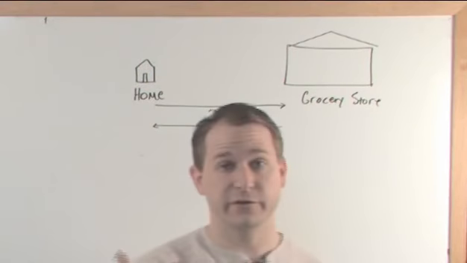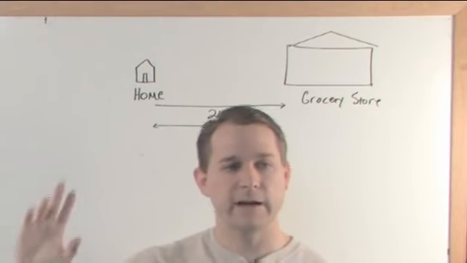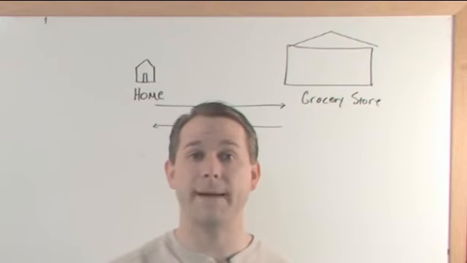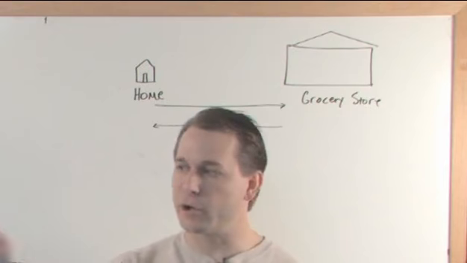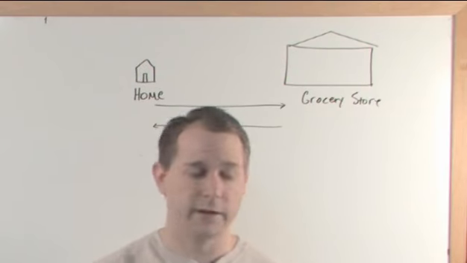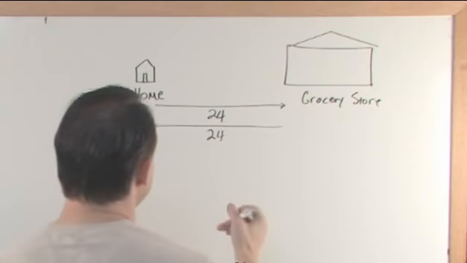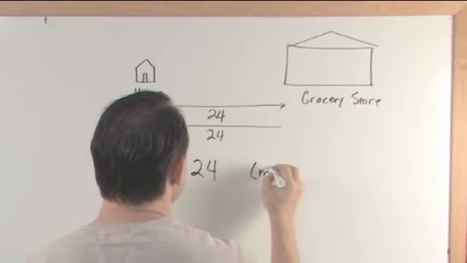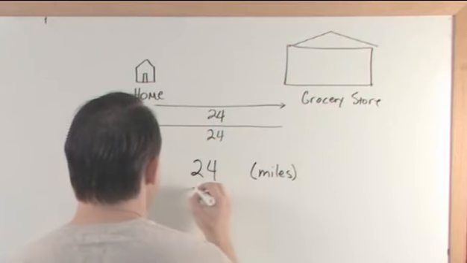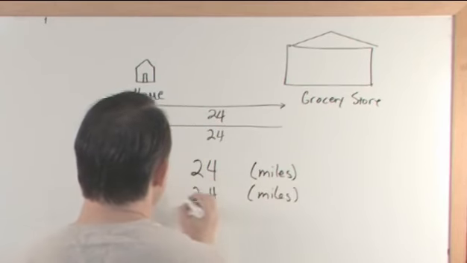Because if I go to the store and I travel 24 miles, because that's how far apart they are, and then I turn around and I come home, I must come back through the same 24 miles, okay? You go there, you come back. You've got to go twice the distance, okay? So, 24 miles there, 24 miles back. What is the total distance traveled? Is going to be 24 what? Miles. Let's always write that down. And 24 what? Miles. And we're going to add them together.